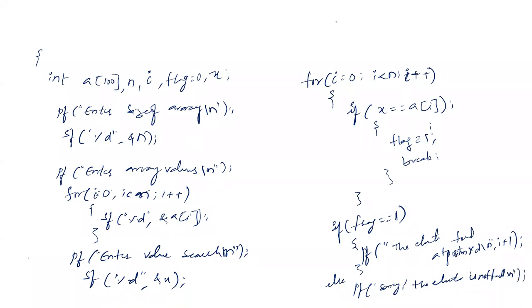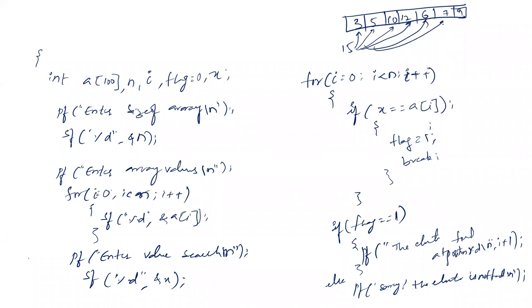For example, I wrote the logic only for the success case. For example, there are numbers 3, 5, 10, 12, 6, 7, 9. So I want to find the element, for example, 15. So 15 compared with 3, no. 5, compared, no. Compared, no, compared, no. So the element is not found. We also have to tell the user whether the element is not found.